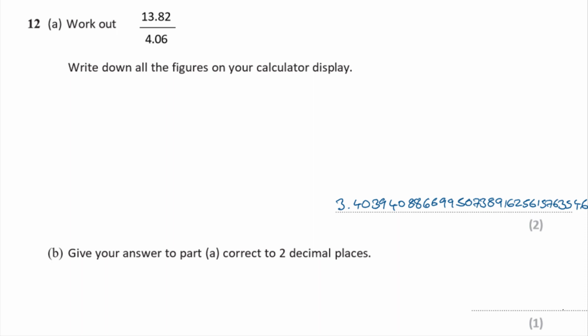So anyway, give your answer to part A correct to 2 decimal places. The first decimal place is here and the second one is here. It's going to be a little bit more succinct if I round off after that point there. Then the next digit, look, is a 3, so that means we're going to be rounding down. So it's going to stay as 3.40 to 2 decimal places. Good. I ain't writing down all those digits.